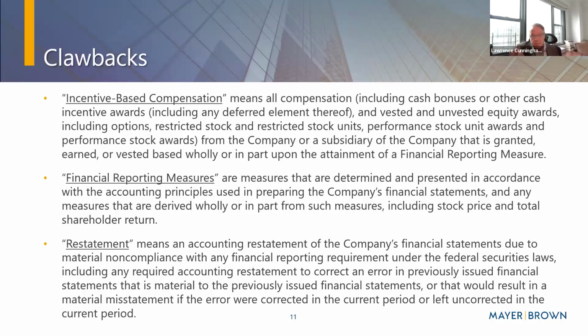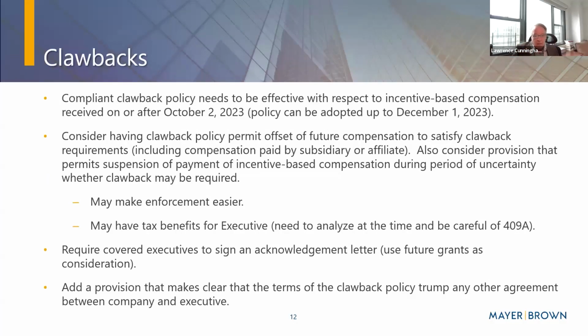On the next slide, just a few tips as you adopt your policies. Probably already have. We want to keep these up to date. The exchange rules say that the policy adopted along these lines has to capture all incentive comp paid since October this past quarter. And we offer a couple of considerations in policy design there on the slide: let the policy permit offsets of future compensation to satisfy the clawback requirements, permit the company to suspend further incentive comp during any period of uncertainty about whether a clawback might be required, and require executives to sign an acknowledgement letter about this policy, including language saying that this policy will trump any other agreements the company might have with the executive.